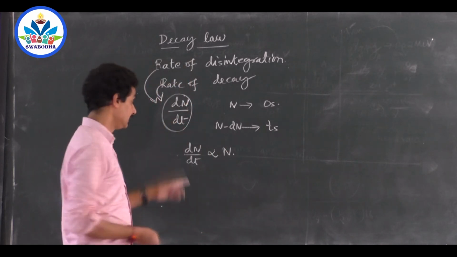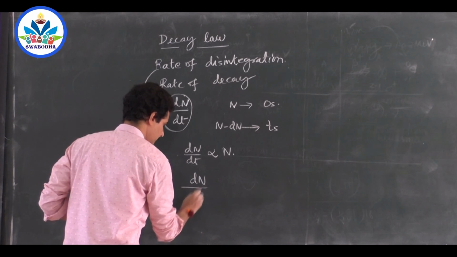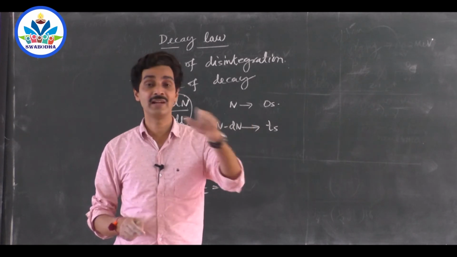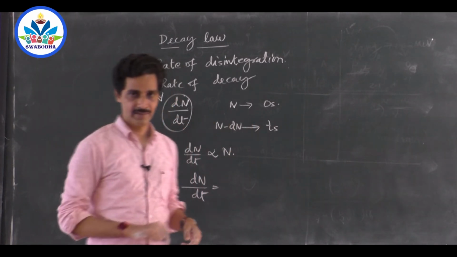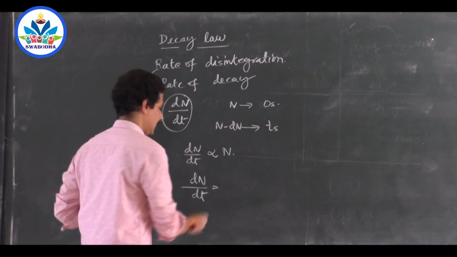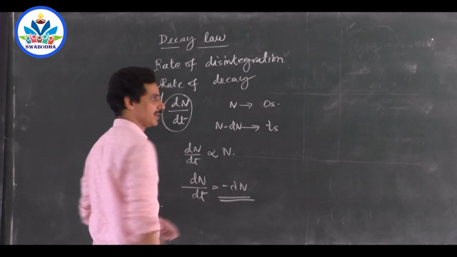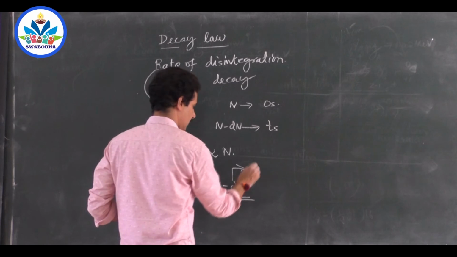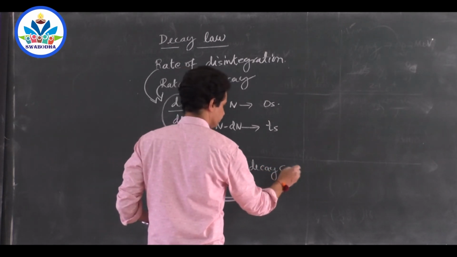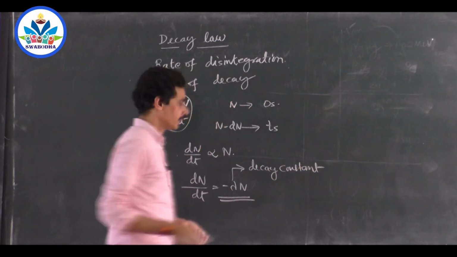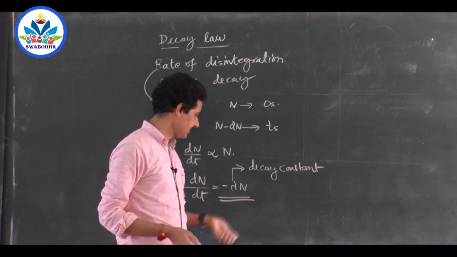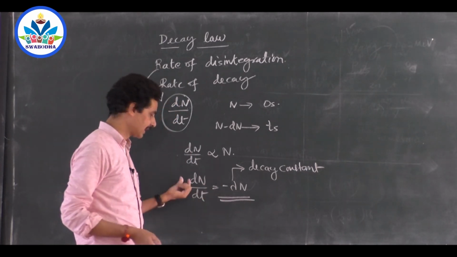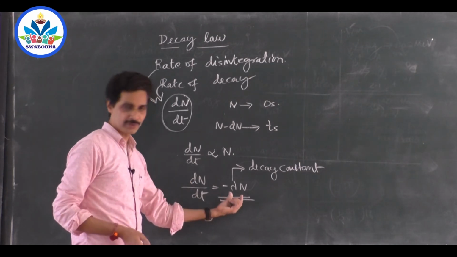Now dN by dt, if you want to write it as equal to something, you should bring a constant. That constant should be different for different elements, depending on how fast they decay, how fast they change their characteristic. So dN by dt equals minus lambda N. Two new things came into existence here: one is the minus, another is lambda. What is lambda? Lambda is a constant called the decay constant for that material. And why negative? The negative sign shows that the number of atoms is decreasing. You can bring this negative to the other side, minus dN by dt, and keep this positive. You can do that, right?